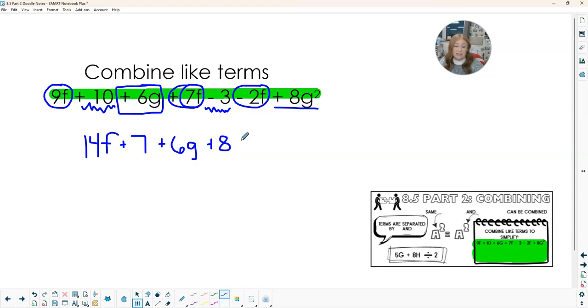Plus 8 g squareds. So here is everything combined. We're going to double check. I have f's, I have constants, I have g's, and I have g squareds. I shouldn't have any repeats once we have combined the things that are the same. So again, to be the same, it has to have the same variable and the same exponent.